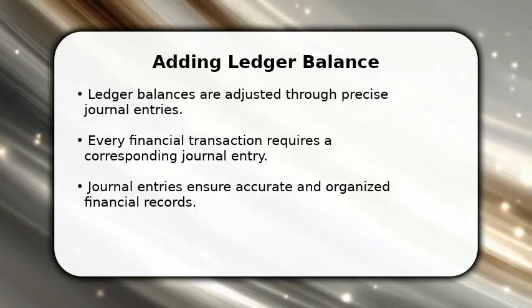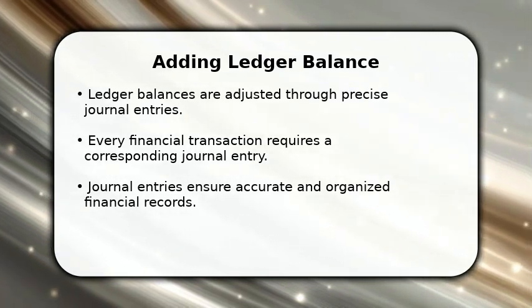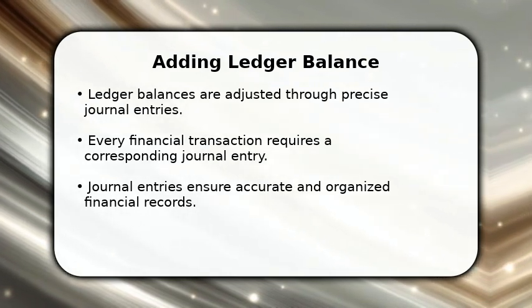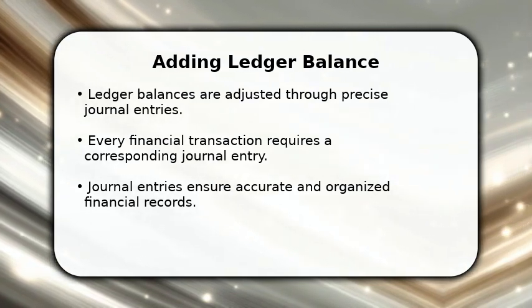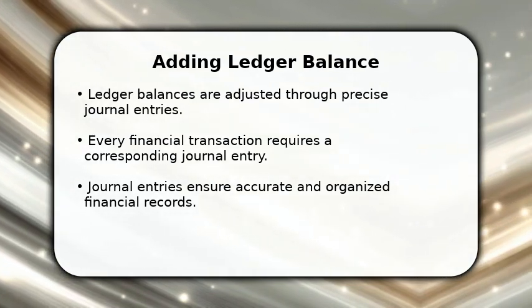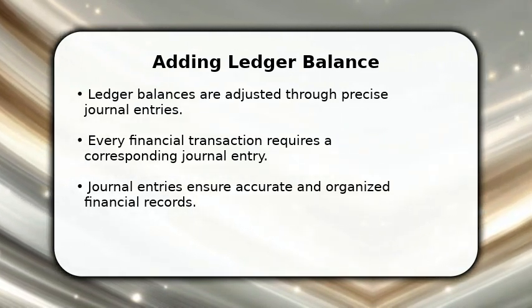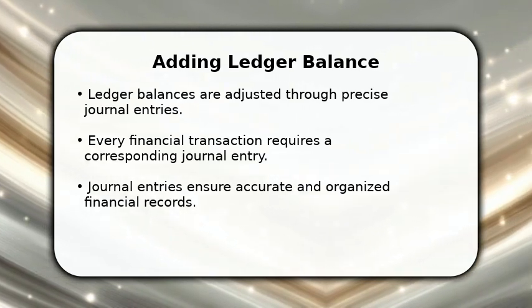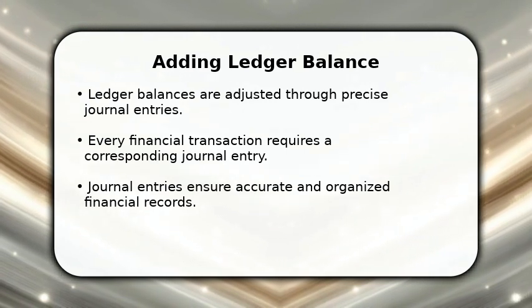In this video, I will explain how to add ledger balance in any accounting system. The fundamental and only correct way to adjust a ledger balance is by creating a journal entry. This process is crucial for maintaining accurate financial records. Think of a journal entry as the initial record of a transaction, detailing its impact on at least two accounts. This foundational step ensures that all financial movements are systematically captured before they update your main ledger.